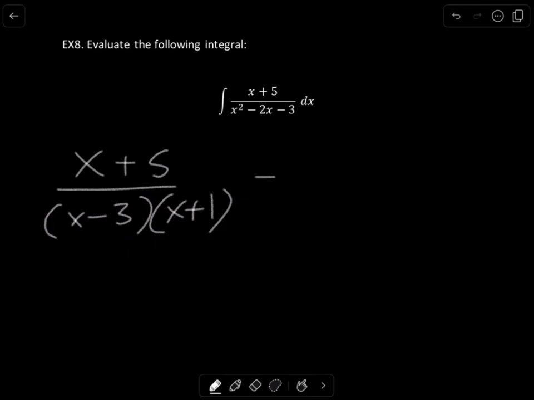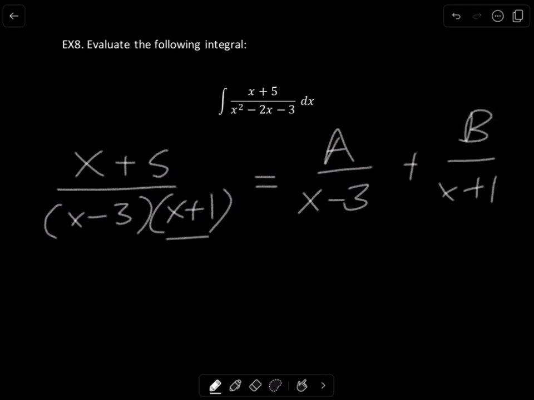So this is going to be equal to a over, write out your first linear factor at the bottom, x minus 3, plus b over x plus 1. There we go. Just a note, by the way, if you had, for example, the x plus 1 and the x minus 3 first, and you had something like this.